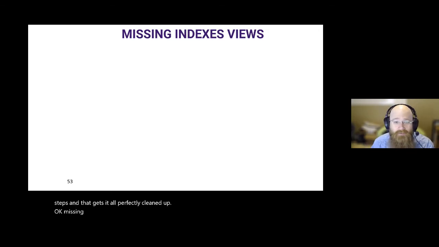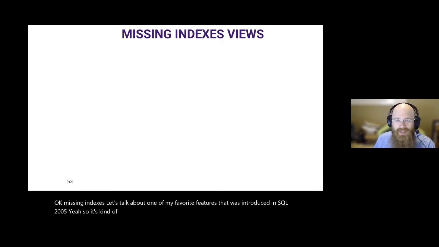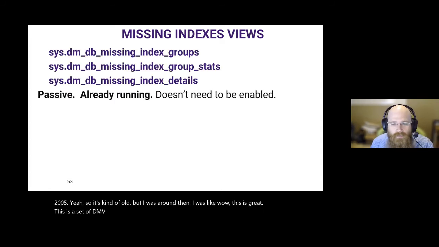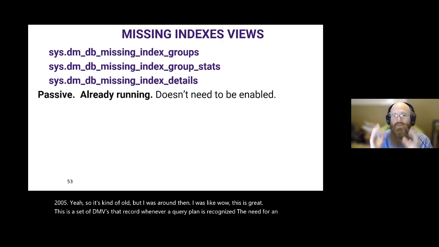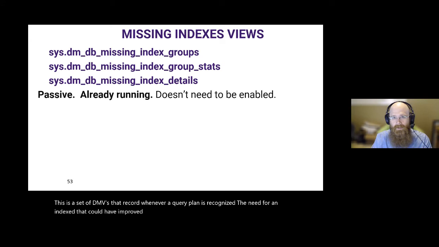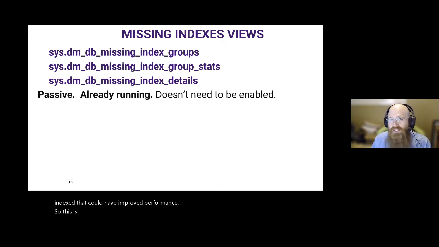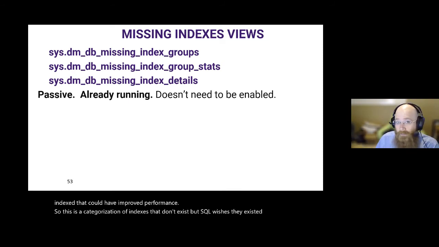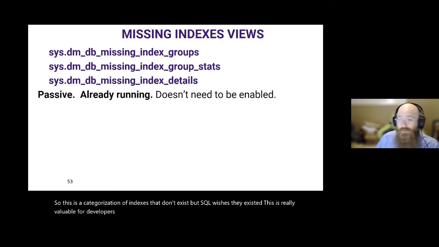Okay, missing indexes. Let's talk about one of my favorite features that was introduced in SQL 2005. Yeah, so it's kind of old, but I was around then. I was like, wow, this is great. This is a set of DMVs that record whenever a query plan recognizes the need for an index that could have improved performance. So this is a categorization of indexes that don't exist, but SQL wishes they existed. This is really valuable for developers, for BI people, for reporting writers. Let's dive into this. This is really cool.